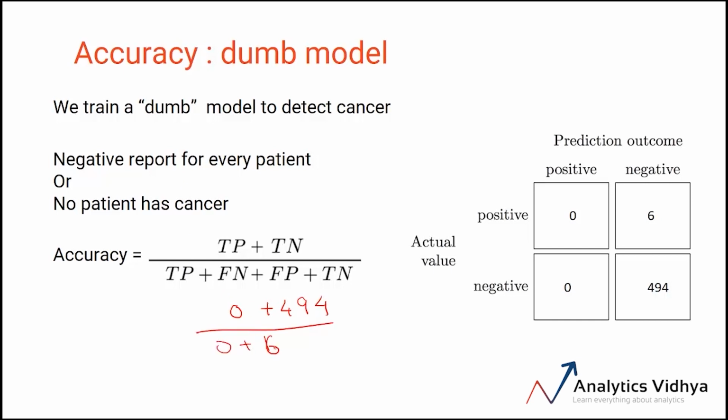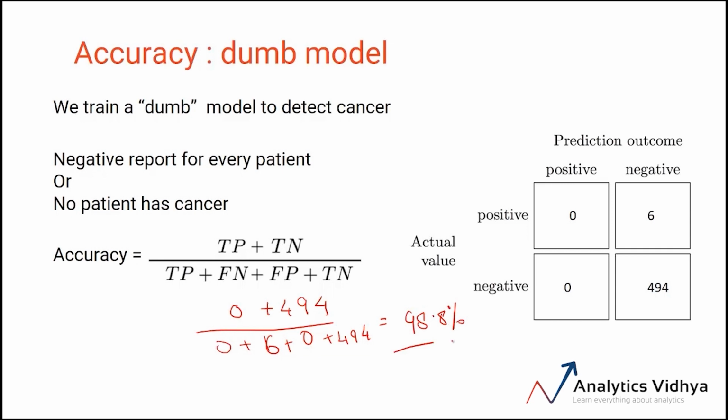So I'll have 0 plus 6 plus 494 again. Now if we calculate, the accuracy comes out to be 98.8%. What just happened? Did a dumb model manage to trump a predictive model? We simply used the way of brute force to predict every patient as negative. Or maybe the predictive model we trained is worse than the dumb model. That is not possible, right?